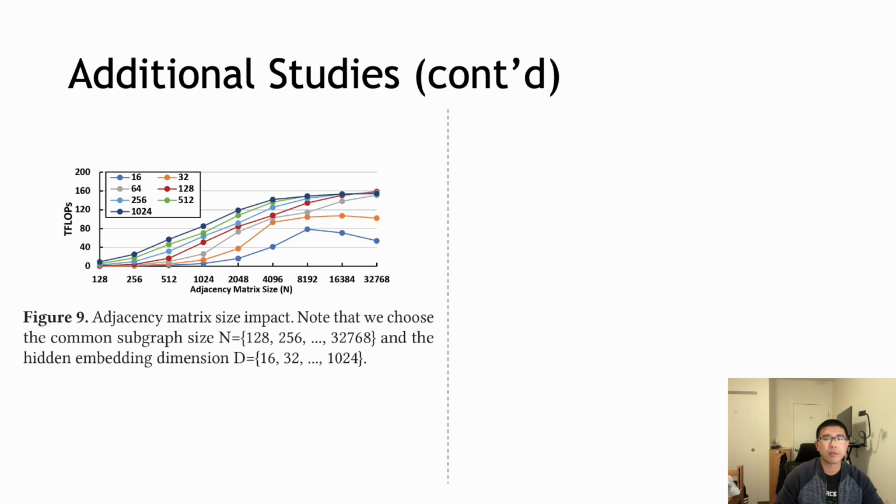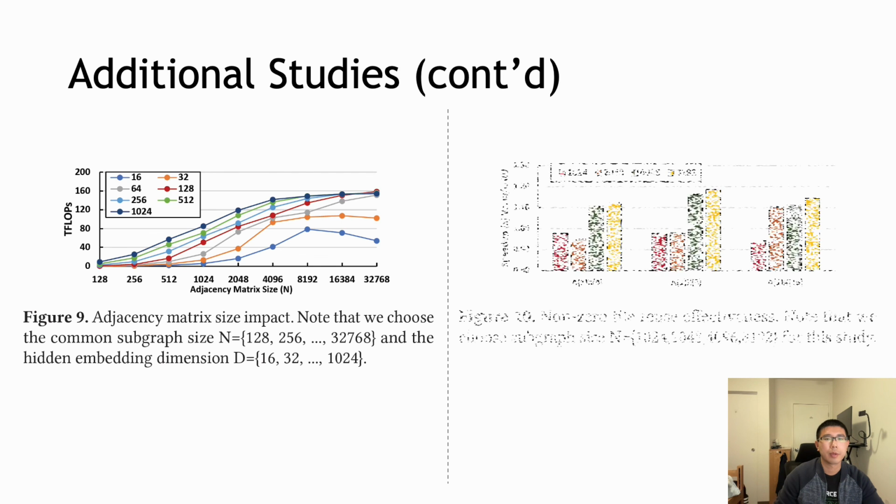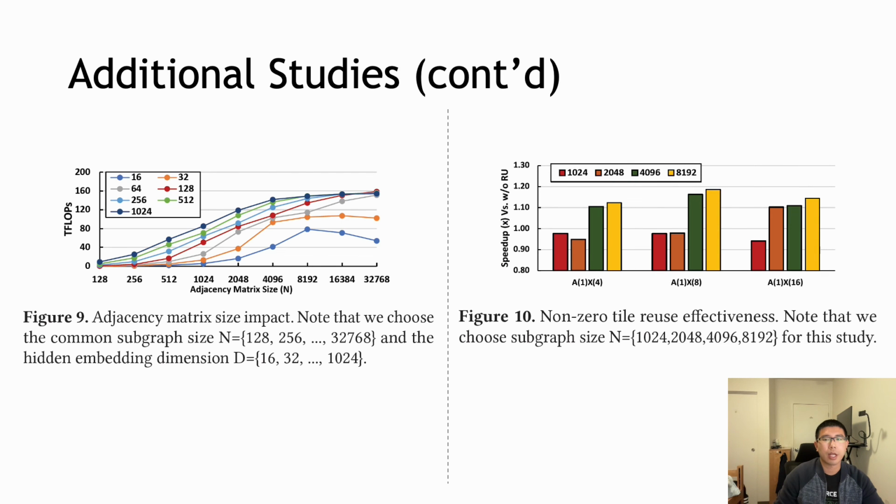As we can see from this figure, our design can scale well with the increased size of the inputs and approach the upper bound of the GPU tensor core. And our non-zero tile reuse can improve the throughput performance on those large matrix sizes with a higher number of bits because of saving the unnecessary data loading.